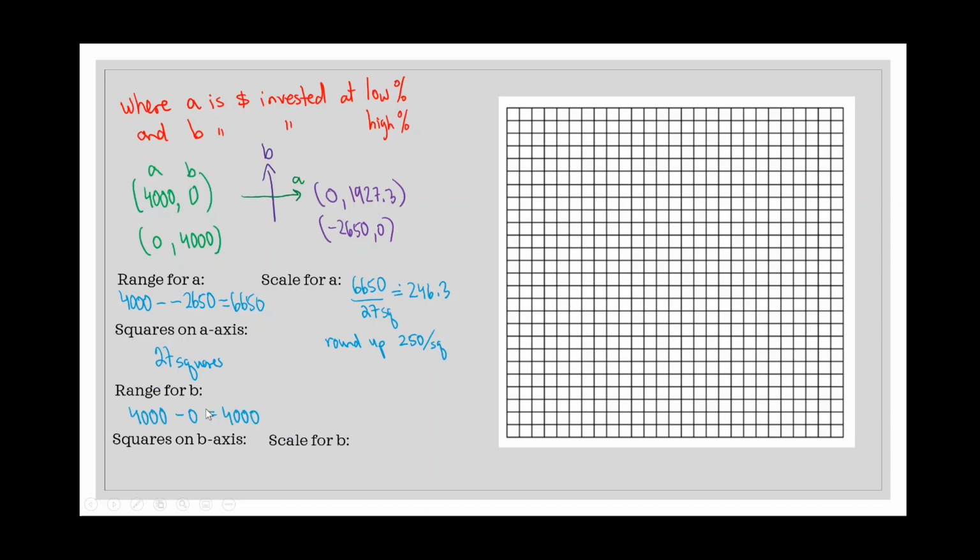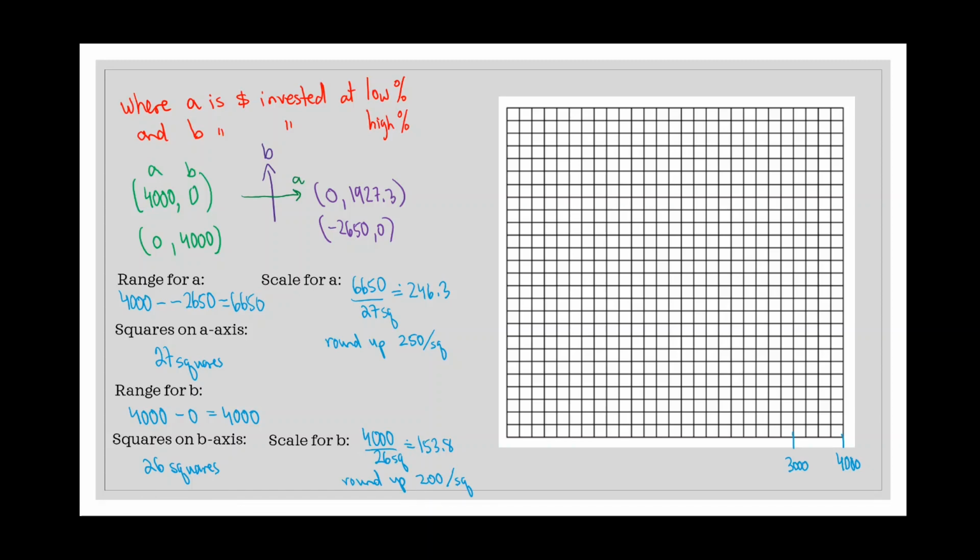Let's do it for B. So look at all the numbers after the comma. The biggest is 4,000 and the smallest is 0. So when you subtract them, your range is 4,000. Squares along the B-axis is 26 squares. Divide the two and round up.